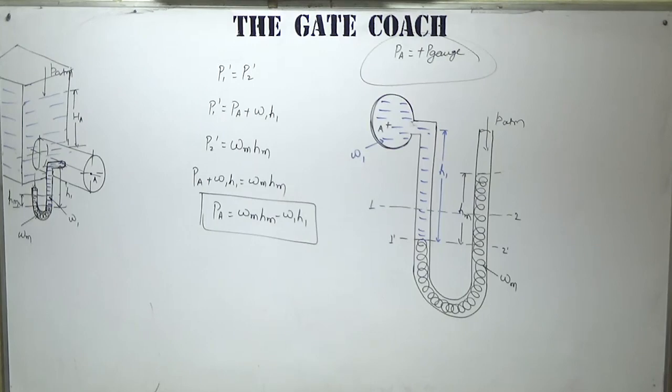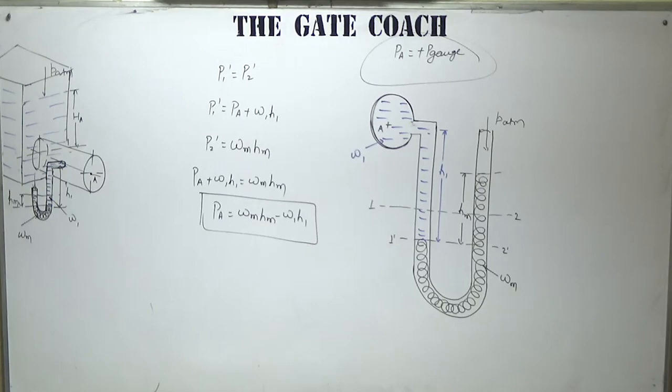If the pressure of water in the pipeline reduces to 10 kilopascal, calculate the new difference in the level of mercury. Take specific weight of water as 10 kilonewton per meter cube.